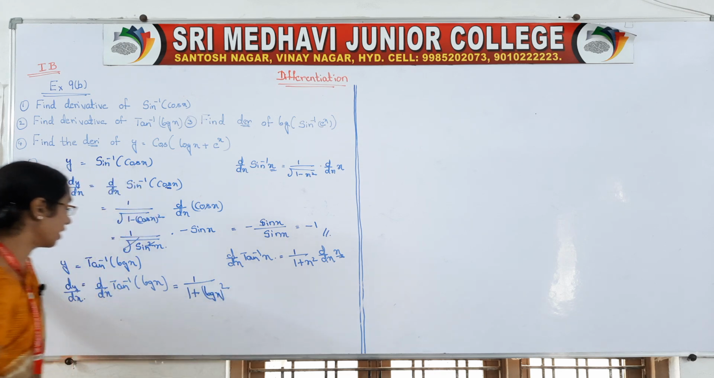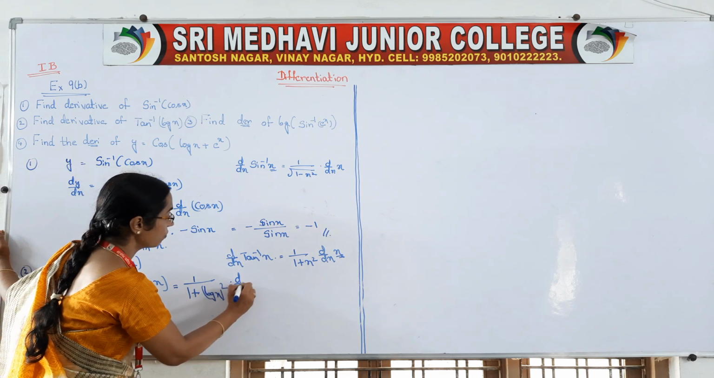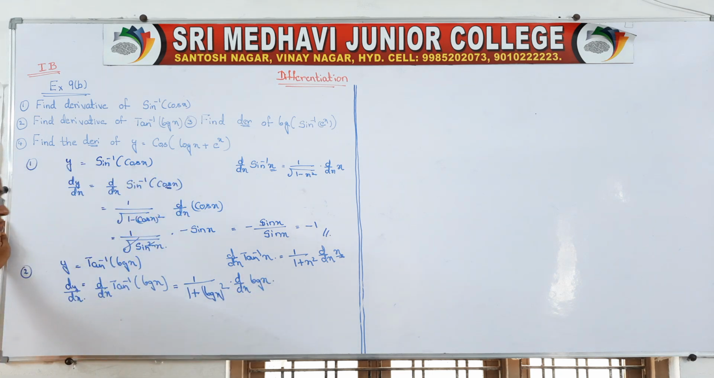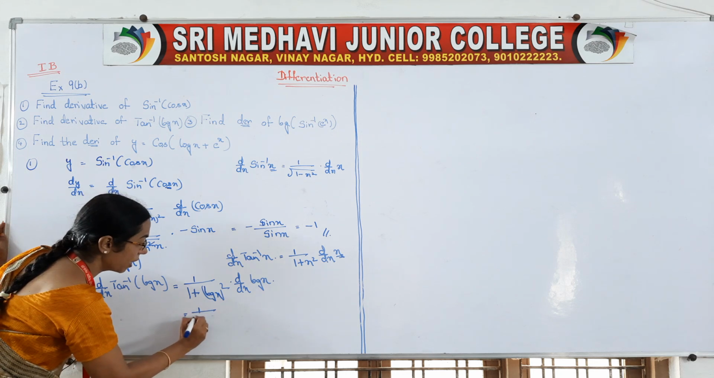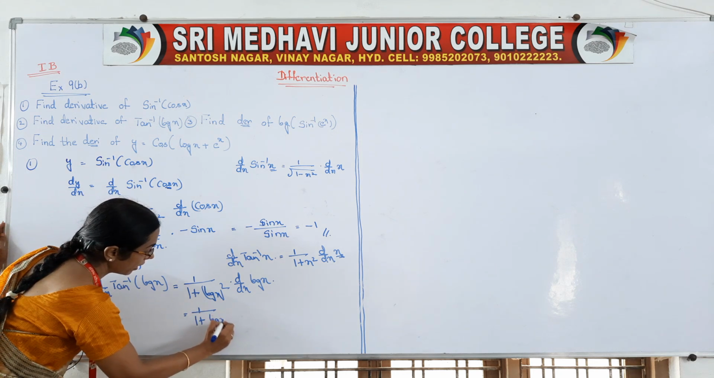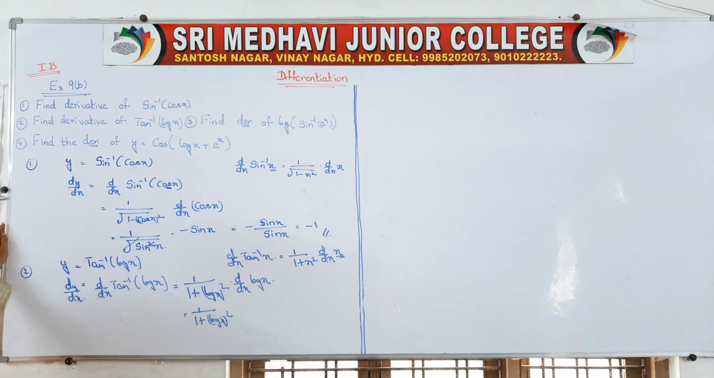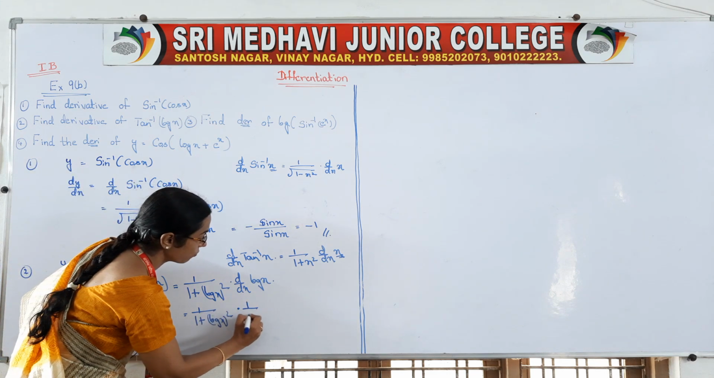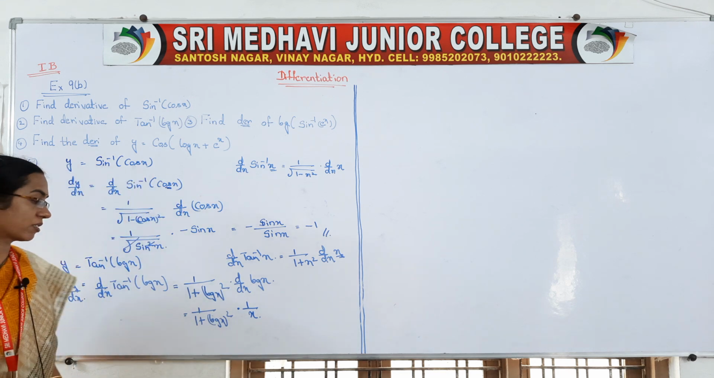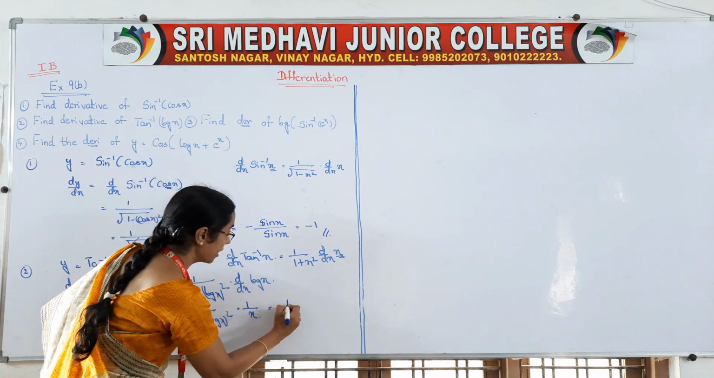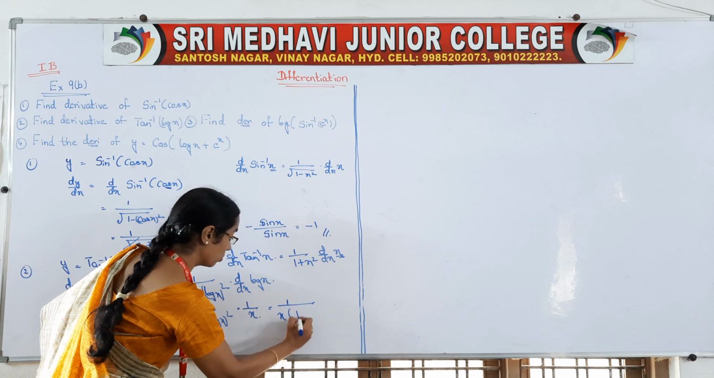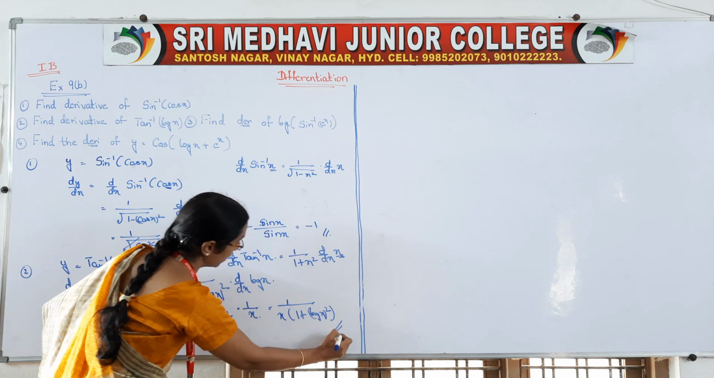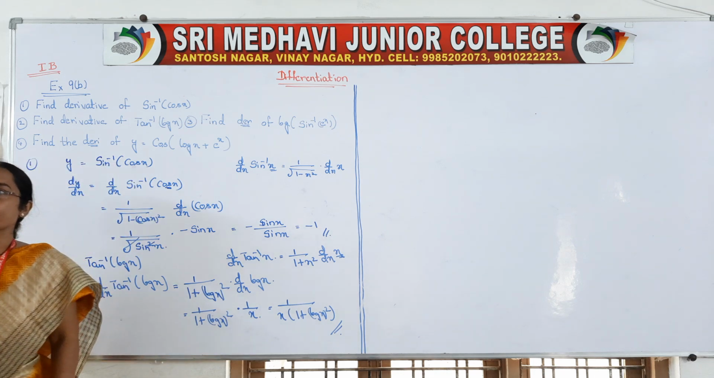Right, whole square into d by dx of that variable, d by dx of log x. So it is equal to 1 by (1 plus log x) whole square into d by dx of log x. You know it very well, it is a standard form, that is 1 by x. So it is equal to 1 by x into (1 plus log x) whole square. That's all. That is your second question.